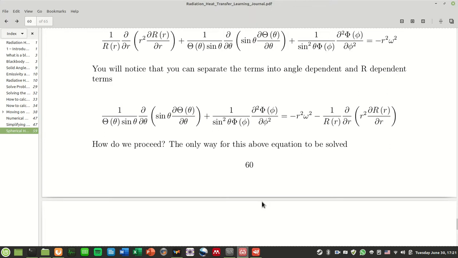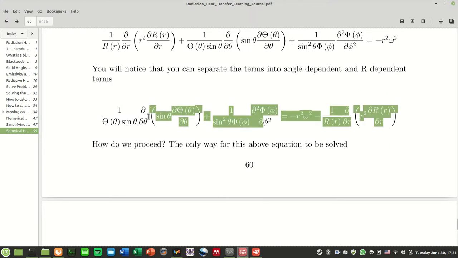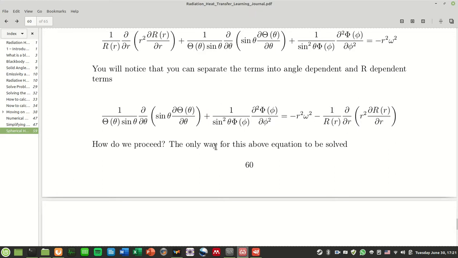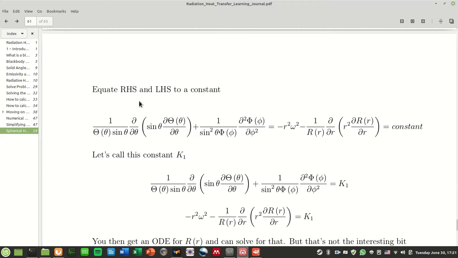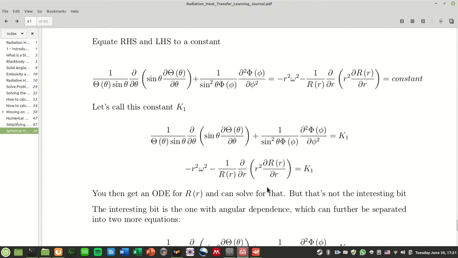So how do we then proceed? Well, we have this partial differential equation where you have theta and phi on one side, and you have the r terms on the other. The only way for this to be solved is to equate the right-hand side and left-hand side to a constant. So the only way that both of these can be equal is for both of them to equal some constant. We call this constant K1. I can use any other notation as well, but it doesn't matter.